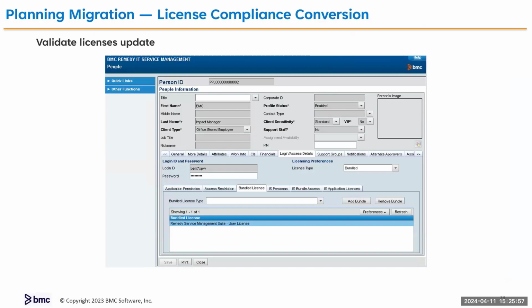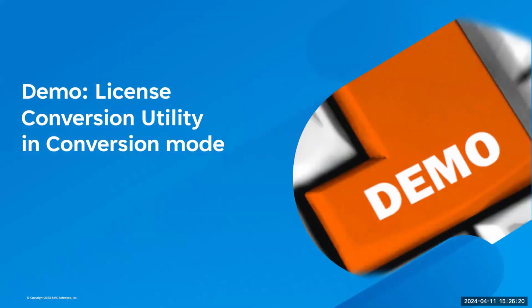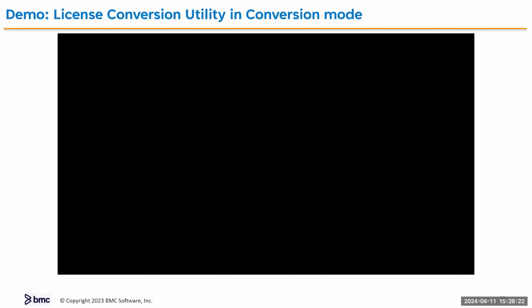The only difference between assessment mode and conversion mode is that you need to pass an additional parameter, apply. To confirm license conversion, go to the CTM people form, go to the login access table and verify the license type changed to bundle, and navigate to the bundle license tab and view the corresponding added bundle license. So now let's proceed to the demonstration.